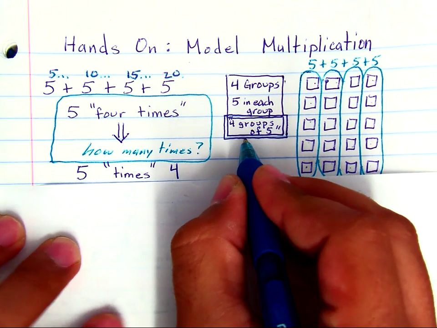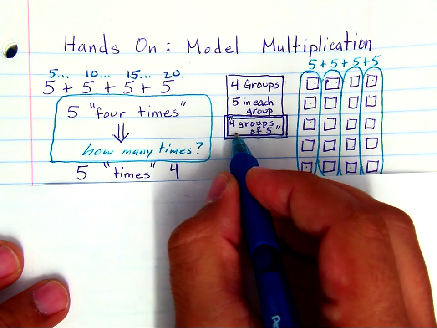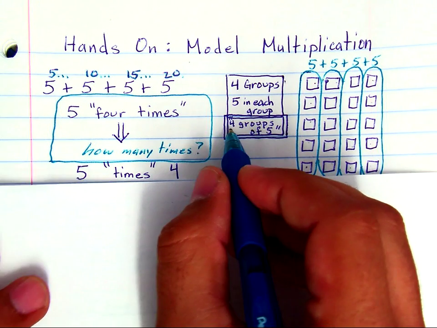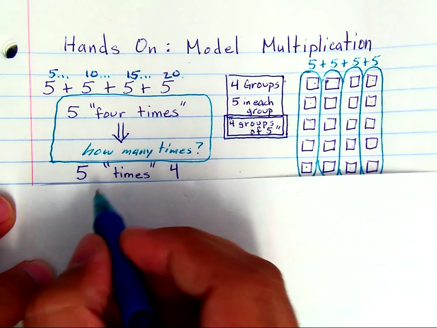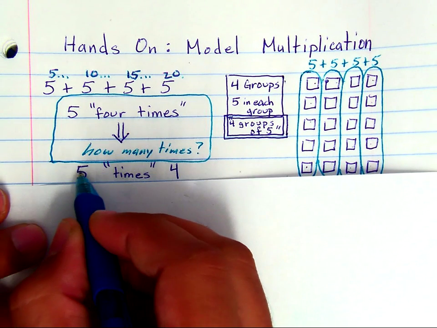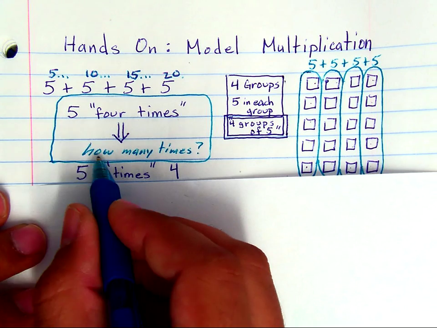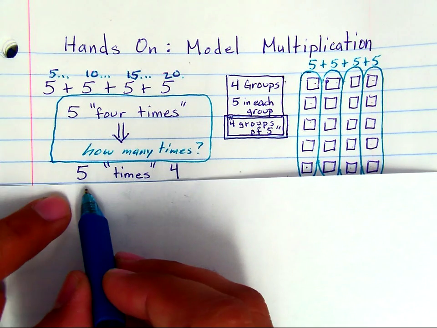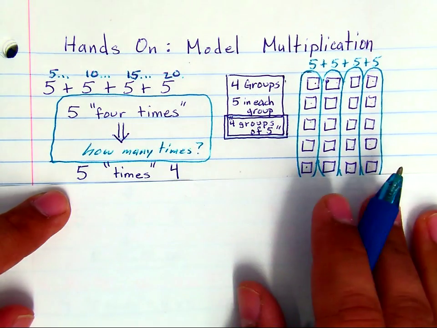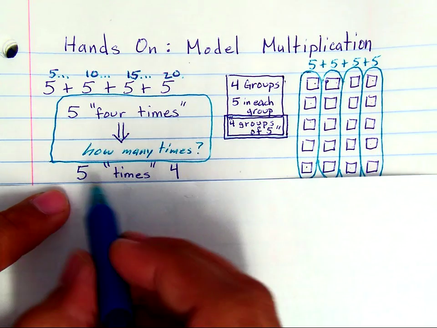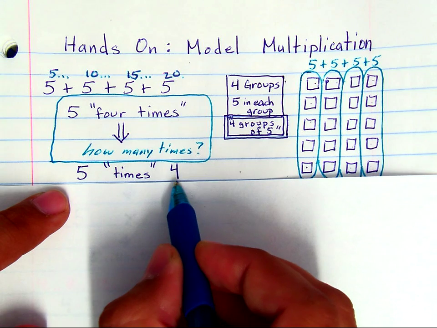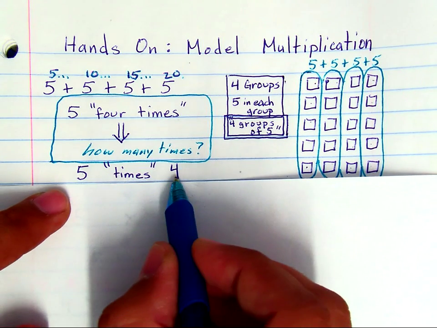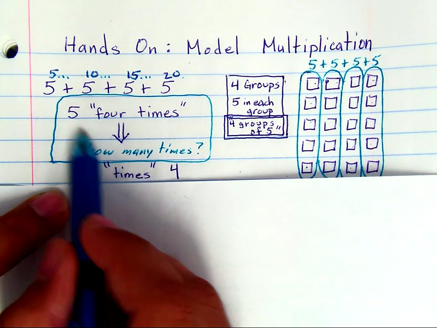And whether or not the book tells you to put the 4 first or the 5 first, that I wouldn't worry about. Instead, I would focus on the fact that you are counting 5 4 times. Now, this is where it gets tricky. This is where students sometimes get lost. When you say 5 times 4, what does that mean? Well, it doesn't mean anything different than counting 5s 4 times.